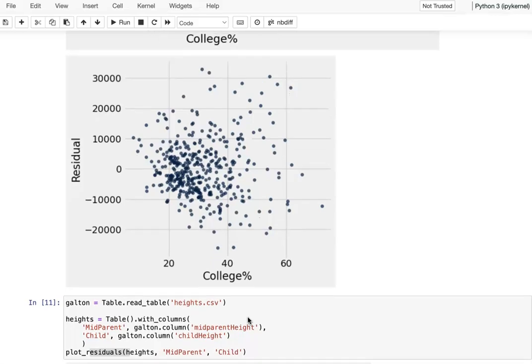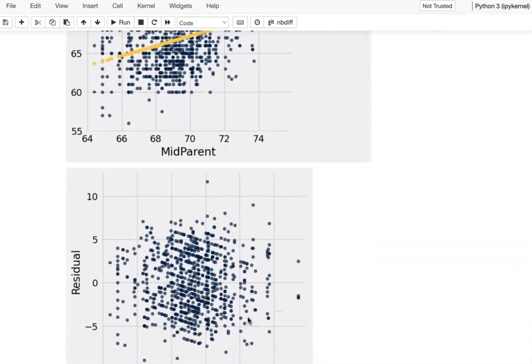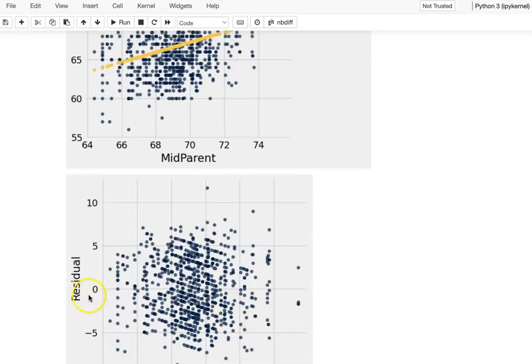The same thing applies to the parents' height example. You can see again the residual, the same thing. We didn't see a pattern at all.